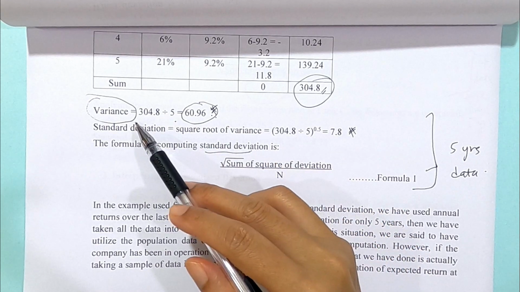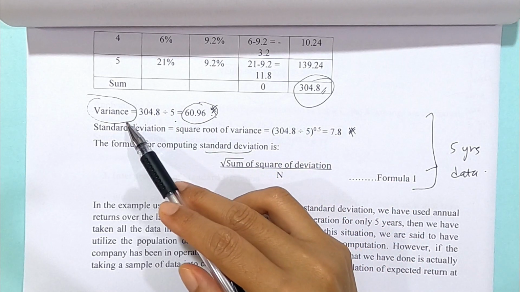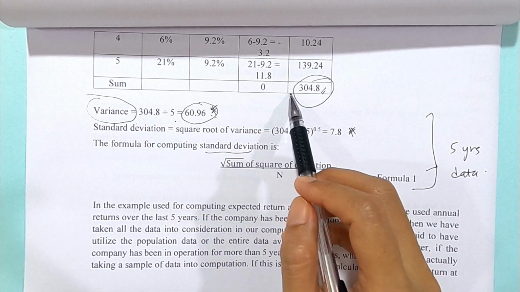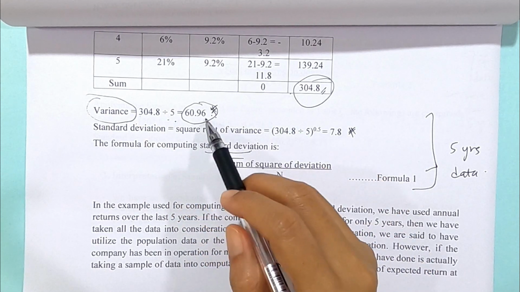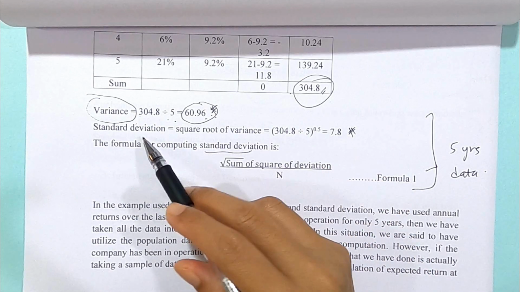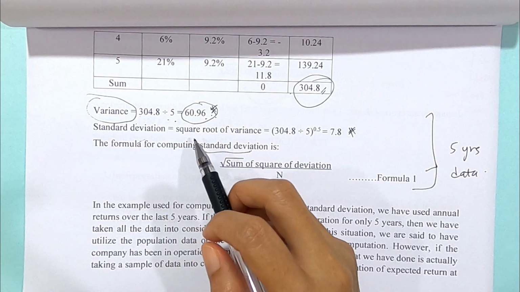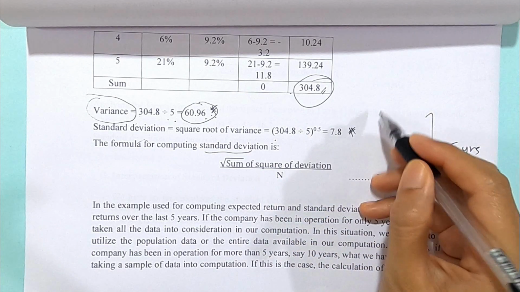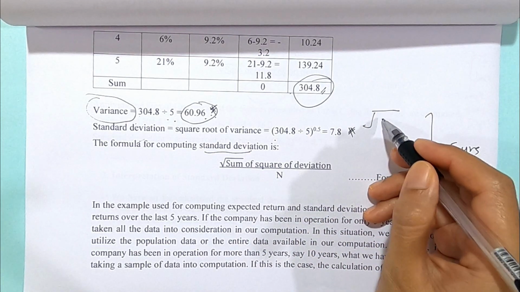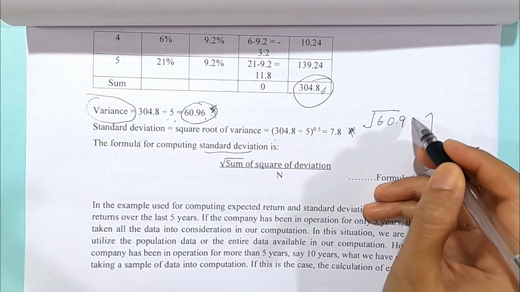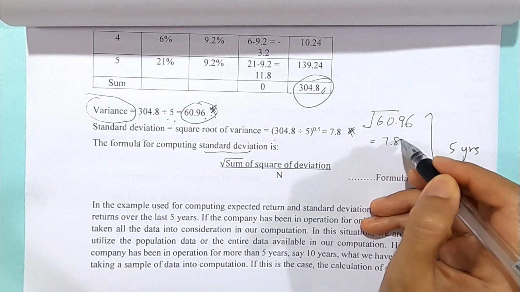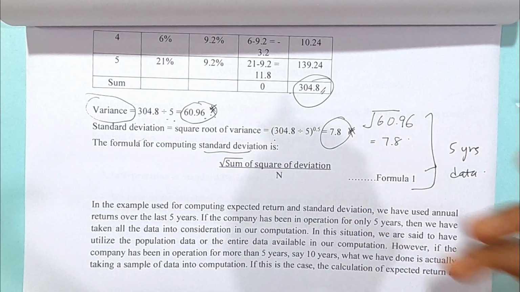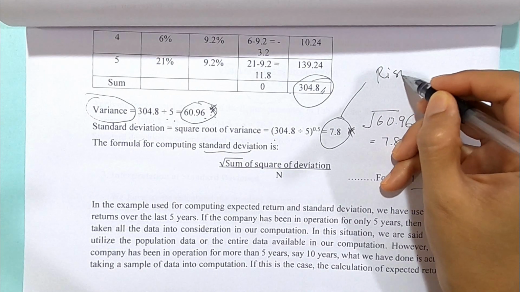As in this case, we can see that the variance is 304.8 divided by 5. This is the variance for the investment, and the standard deviation is the square root of the variance. Okay, it is pretty simple. So in this case, the square root of 60.96 is equivalent to 7.8, and this is actually the measurement for risk.